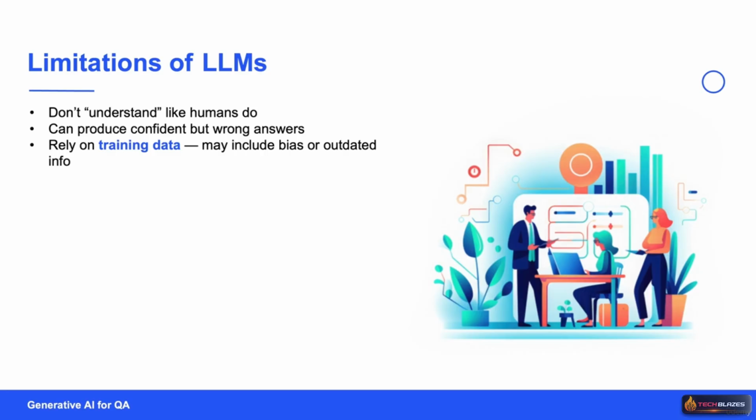But, and this is important, LLMs don't think or understand like we do. They're brilliant at predicting what looks correct, but they don't know why it's correct. They can also produce wrong answers that sound perfectly confident, and because they rely on training data, they might reflect biases or outdated information. That's why human oversight is key, especially in quality assurance, where accuracy really matters.